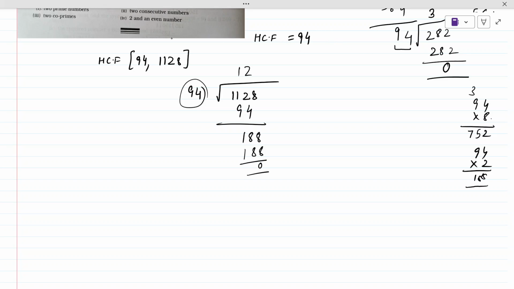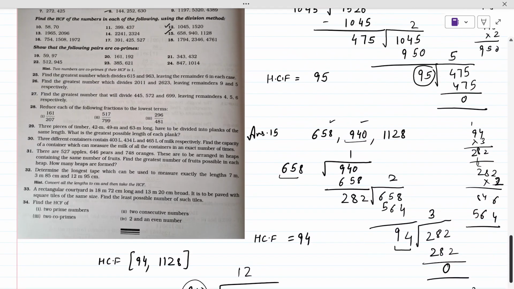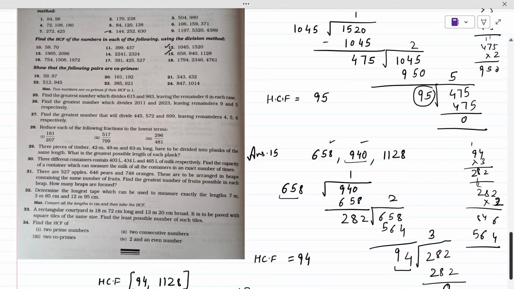Now what we have done is, we have taken the first HCF 94 and the remaining number 1128, and we have divided it. When we divided it, we saw that this number is completely divisible by 94. That means 94 is also the HCF of this number. So the HCF of all the three numbers given to us here is 94 only. I hope this is easy for you. Just practice this long division method at home, kids.